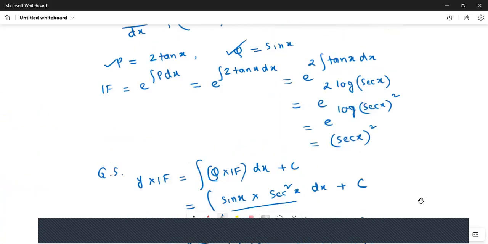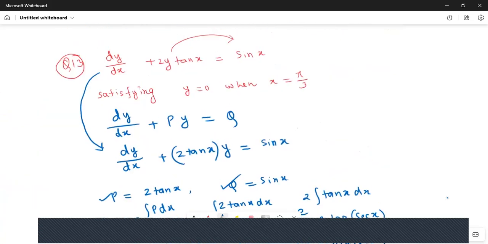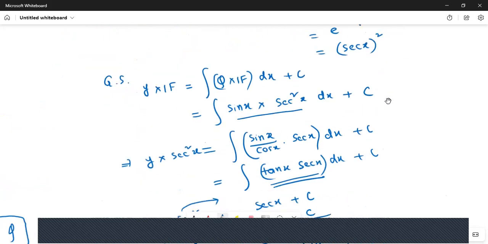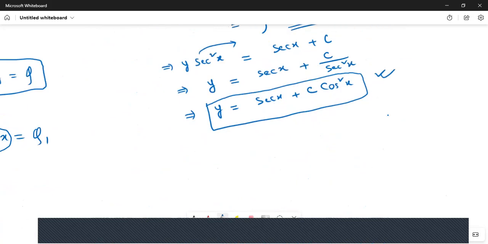What was the condition given here? Look at the first line. y equal to 0 when x equal to pi by 3. So we will try to replace it there. y equal to 0 and x equal to pi by 3. Remember that. So when y equal to 0, x equal to pi by 3.